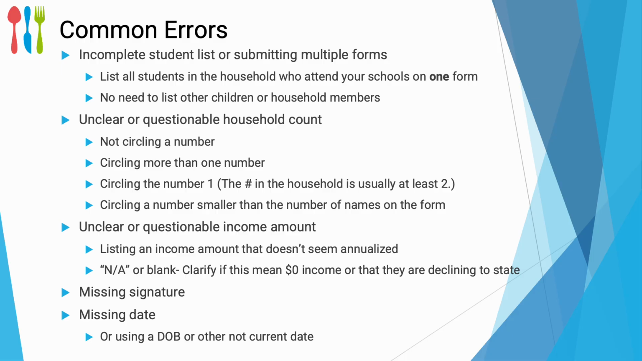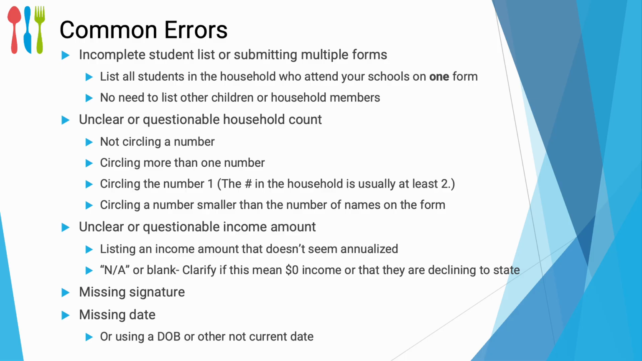Another thing is sometimes folks write NA or leave it blank. In those situations, we need to clarify with the family, does that mean they don't have a source of income, or that they're declining to tell us their income? Because if they don't have a source of income, that would qualify them for free meals, whereas if they're declining to state their income, then they wouldn't qualify for anything. So if that's unclear, we might ask you to reach out to the family to clarify.